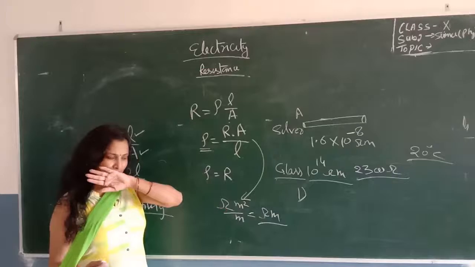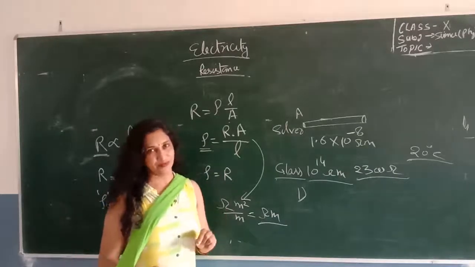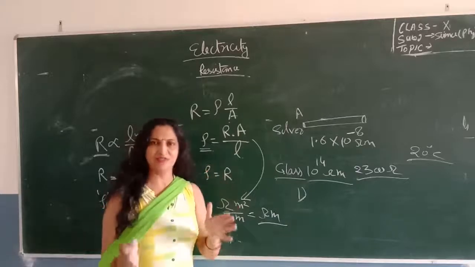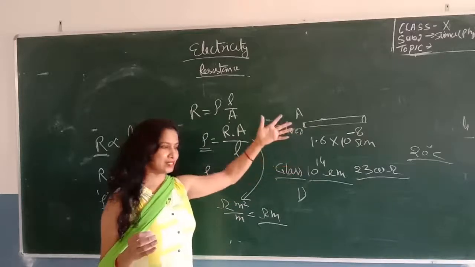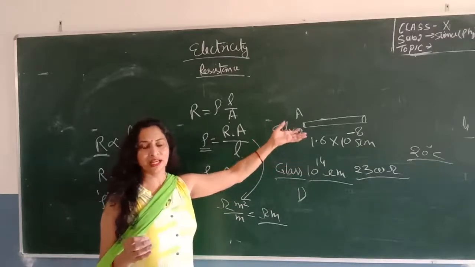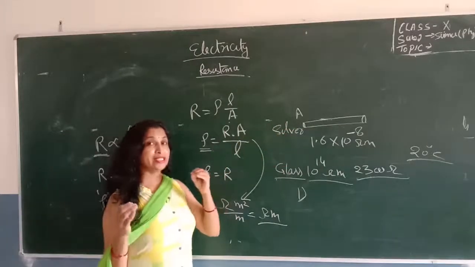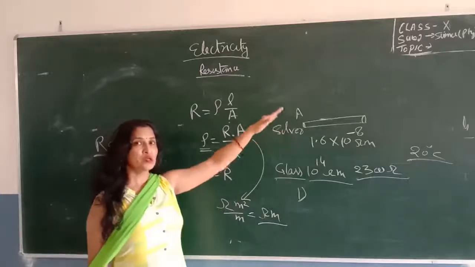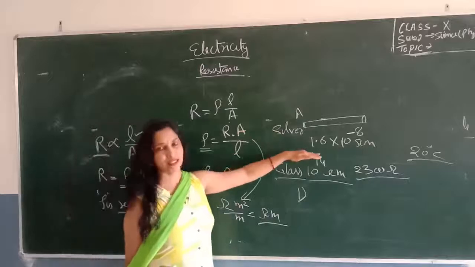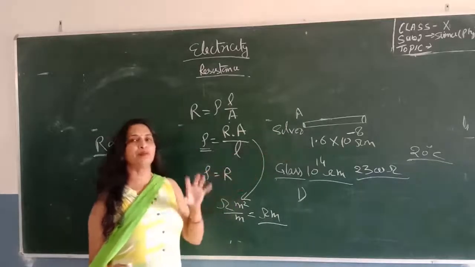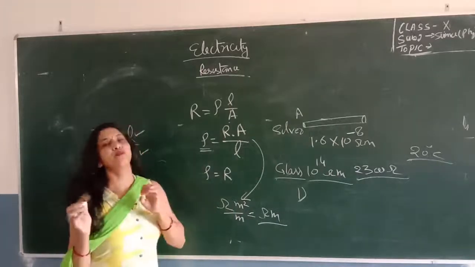And the heat produced depends on the resistance of the material. The resistivity of alloys is large as compared to metals, so we can say the resistance of the alloy is large as compared to metals. The heat produced depends on resistance, so by taking a large resistance, we can produce more heat.